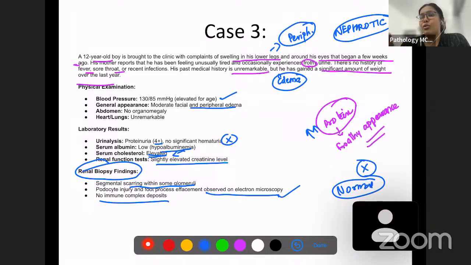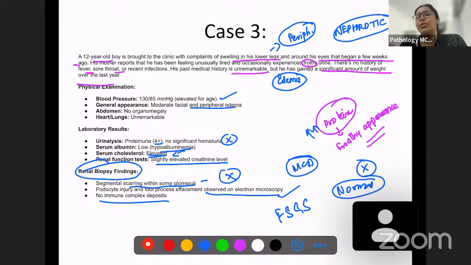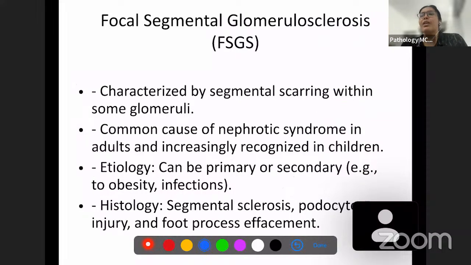Now, this is a case of focal segmental glomerulosclerosis because the one and only difference here is that light microscopy is not normal. If the light microscopy findings were not given, then you would have easily diagnosed this as minimal change disease. But because light microscopy shows scarring and they've given you this, the diagnosis here changes. It is focal segmental glomerulosclerosis. Focal segmental glomerulosclerosis is characterized by segmental scarring within some glomeruli.